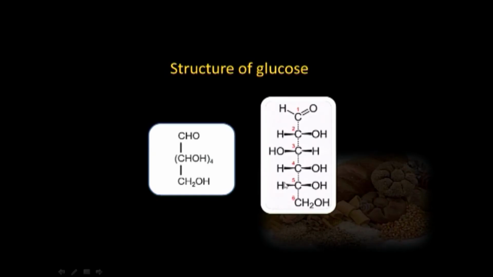Now, in case of glucose, if this is one particular configuration for D plus glucose, then there will be one configuration which will be exactly its mirror image, meaning it will differ in the configuration at all these 4 asymmetric carbon atoms. But there are 14 other isomers which will differ in 1, 2 or 3 carbons in their configuration. They are the diastereoisomeric structures.